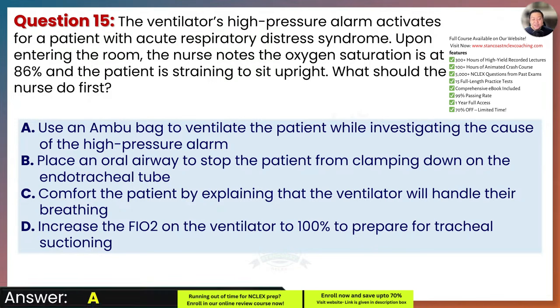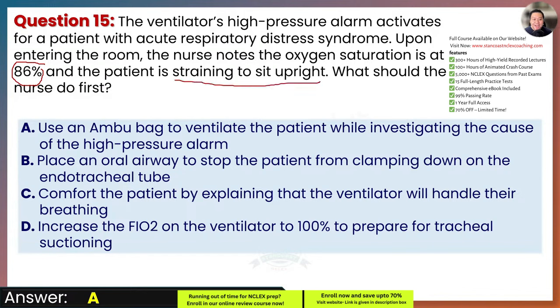And why is that? Well, let's go back into the case here. So you have a patient on a ventilator and suddenly the high pressure alarm blares. That's actually an immediate red flag because it means something is obstructing airflow, either a resistance in the airway, maybe a mucus plug, or maybe kinking of the tube, or maybe the patient themselves are biting or fighting the vent. Now, at the same time, their oxygen saturation is 86%. Pay attention to that, which is dangerously low, and they're straining to sit up.